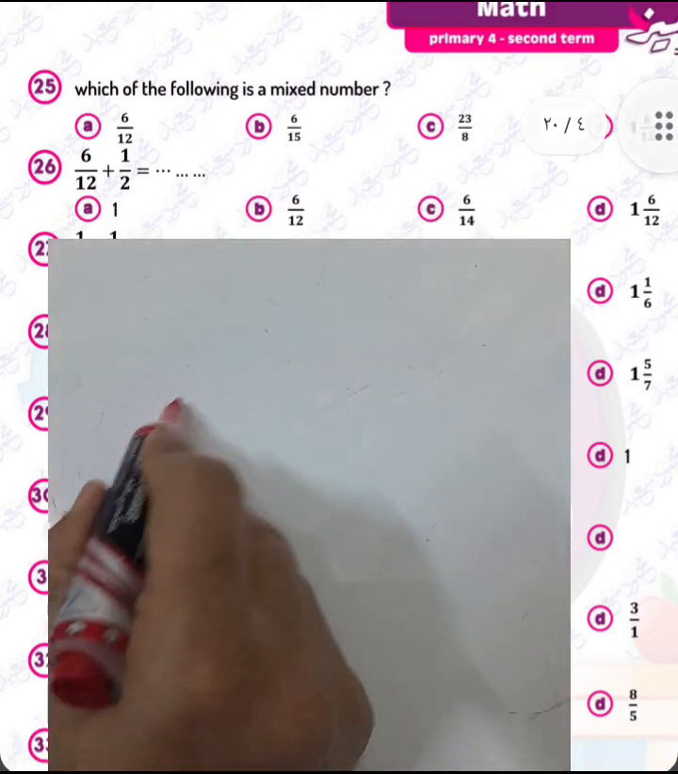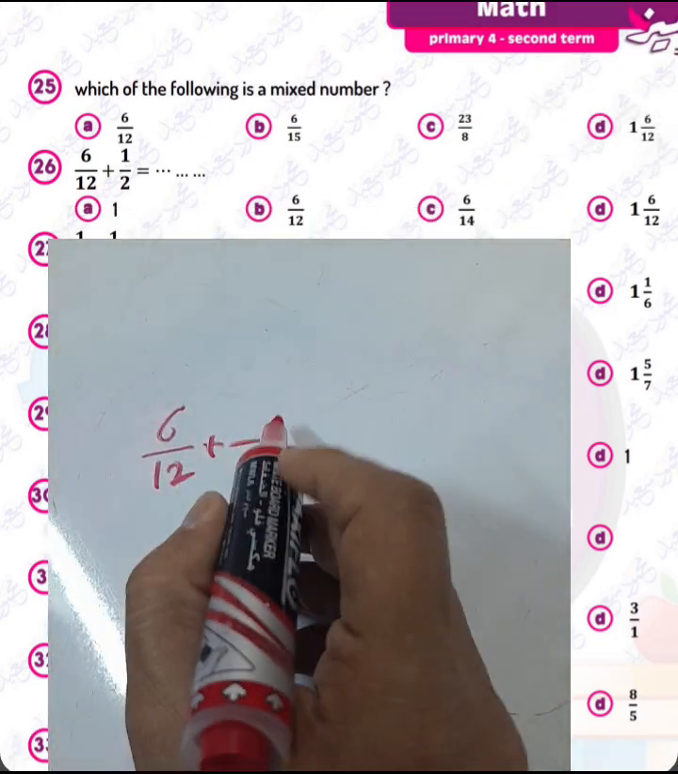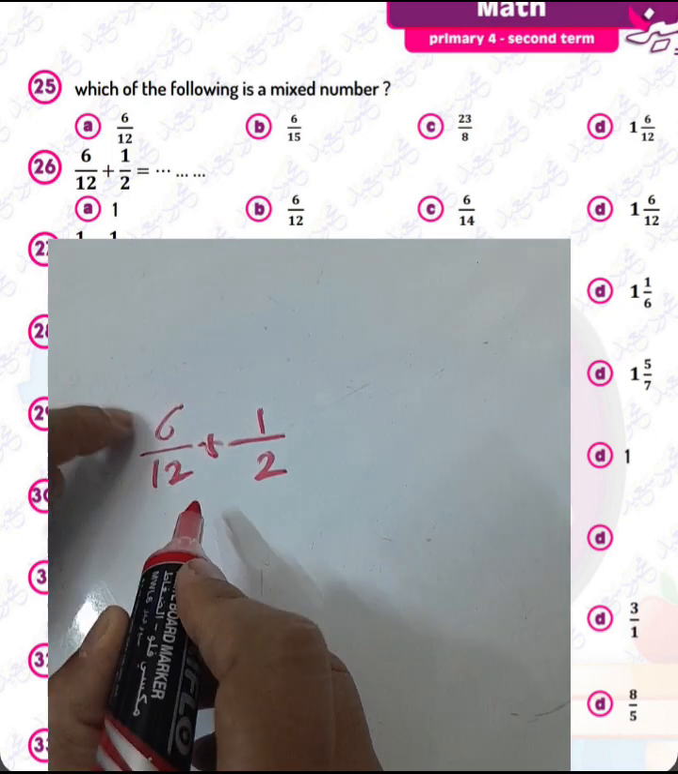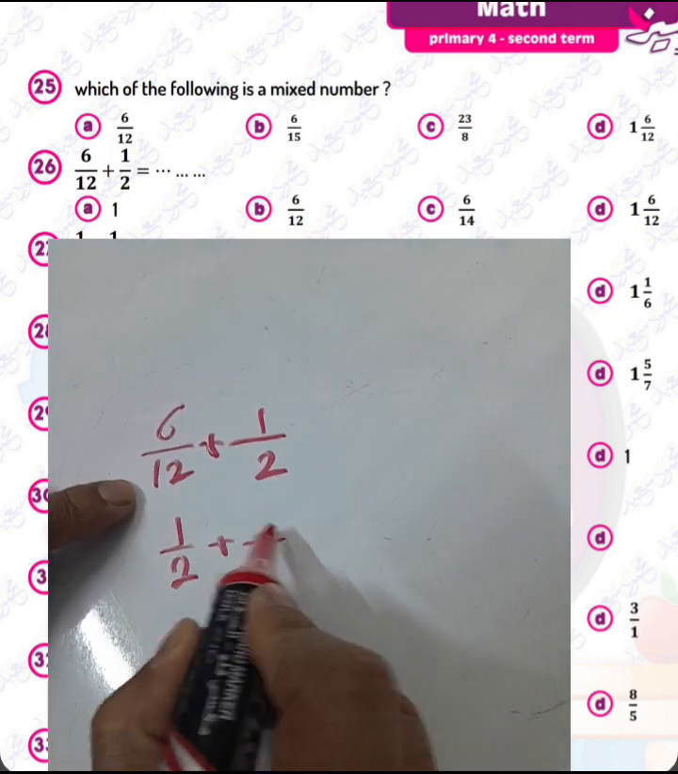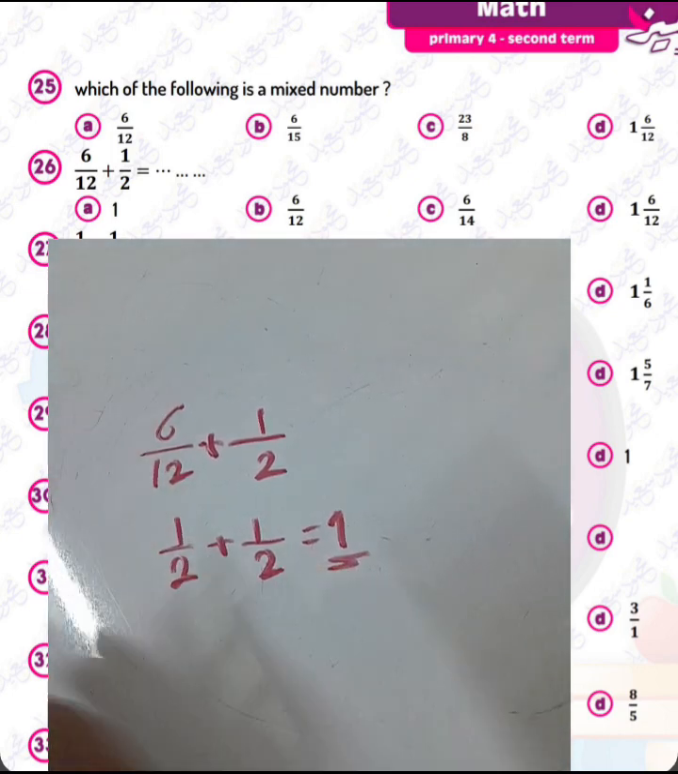Question 26. 6 over 12 plus 1 over 2. 6 is half of 12. Then we can write half plus half. The result will be what? It will be 1.